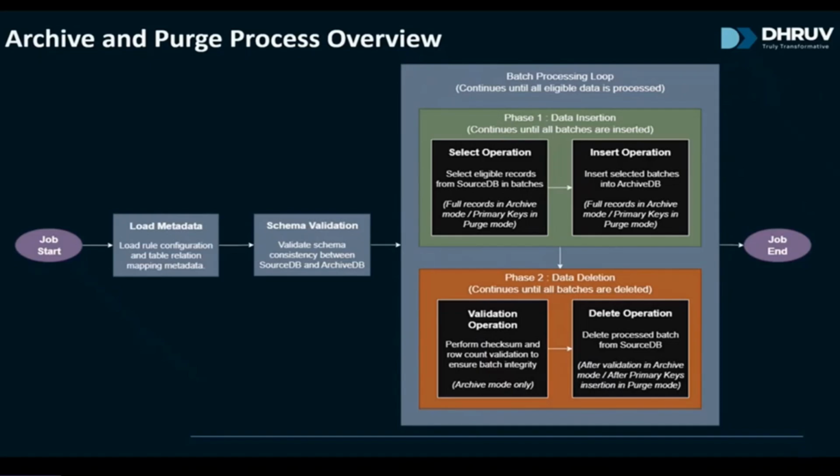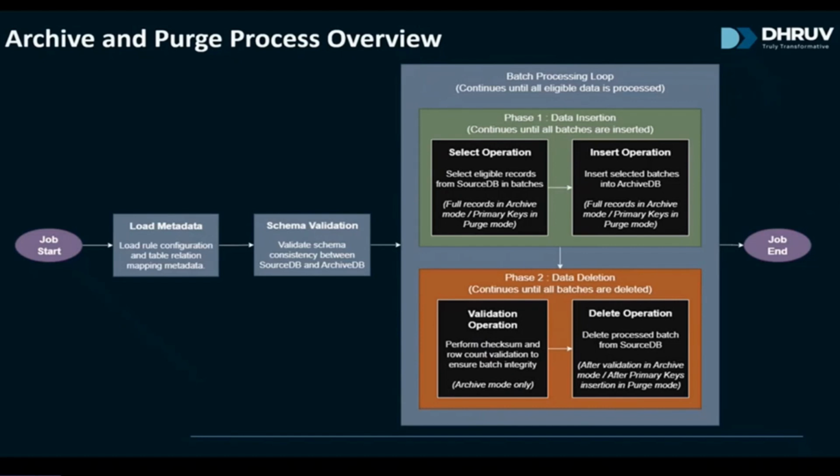Phase 2, delete the corresponding records from the source database. In phase 2 archive mode, batch integrity validations are performed before deletion using checksum and row count verification. In phase 2 purge mode, records are deleted directly. This batch-driven, validated approach ensures minimal impact on production while maintaining data integrity and control.